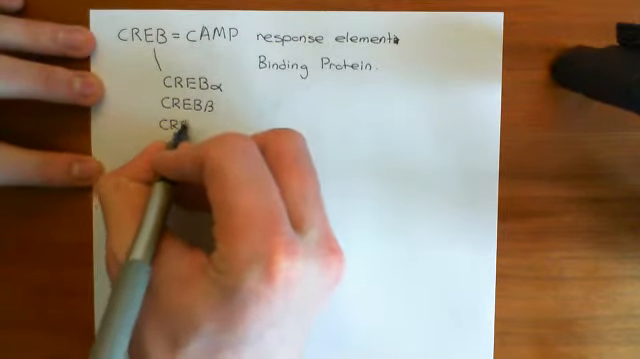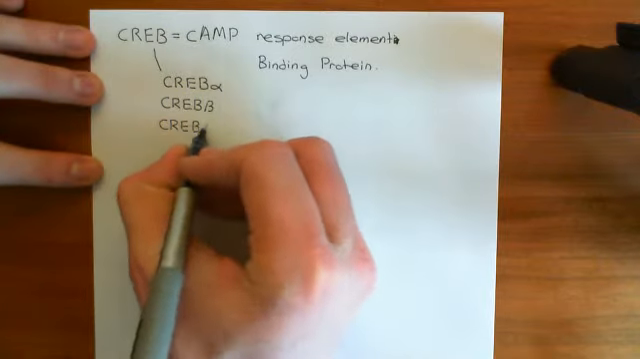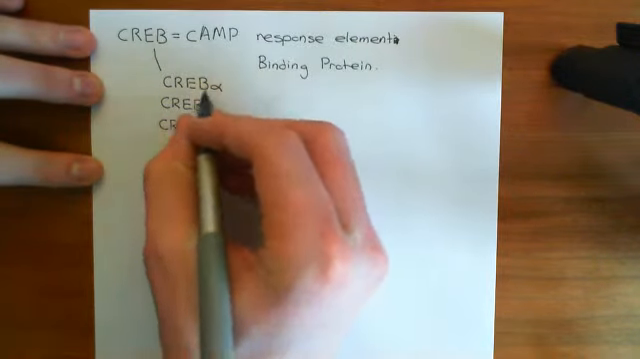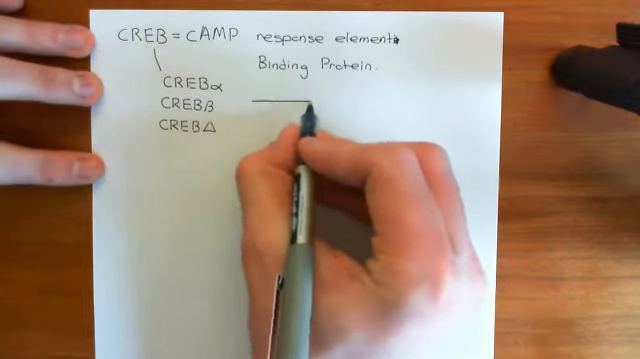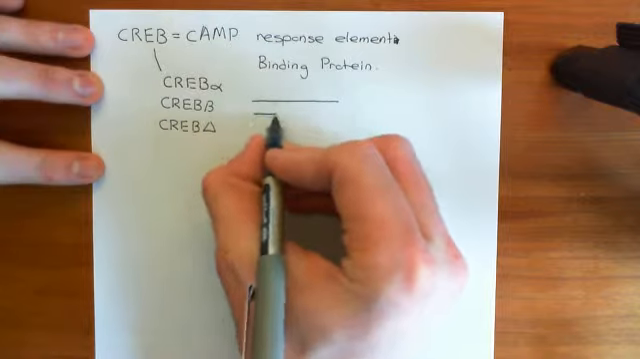So these are the main forms. Now, they are not actually produced by different genes. They're produced by the same gene, but they are different splice variants of that gene. So let me just explain the concept of splice variants.